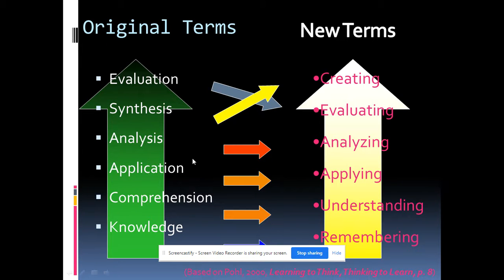So the original terms were evaluation, synthesis, analysis, application, comprehension, knowledge. Knowledge becomes remembering, comprehension becomes understanding, application becomes applying, analysis becomes analyzing, synthesis becomes creating, and evaluation becomes evaluating. The thing you need to focus on is synthesis. It converts to creating, so the creating part becomes the higher order thinking level.